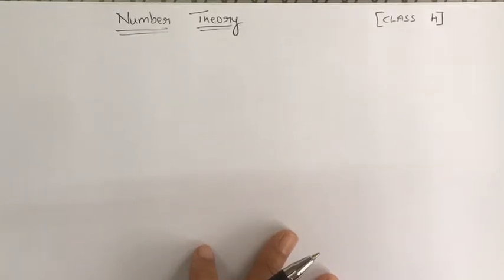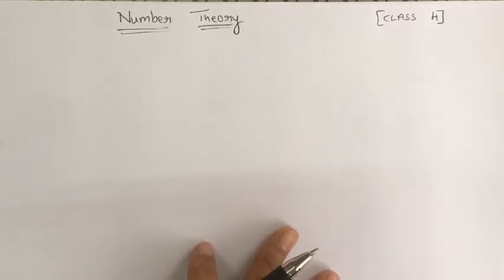In my last video, I explained what is A divides B, or B is divisible by A, and what the properties are for the integers A, B, C. A divides 0, 1 divides A, A divides A, like that. Those properties we have learnt. Now we'll continue with that.